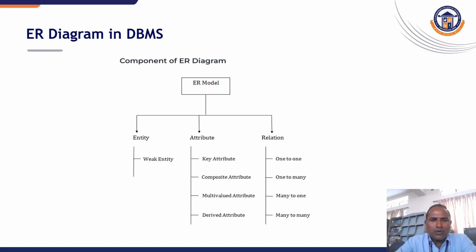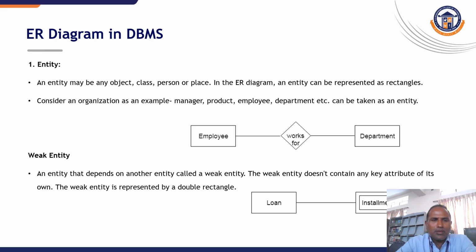These are the main components of an ER diagram. See this diagram. Here the main components of an ER diagram are entity, attribute, and relationship. Under entity we have the weak entity, and the types of attributes are key attribute, composite attribute, multi-valued attribute and derived attribute. If we take relationships, we have four types: one to one, one to many, many to one, and many to many. We'll see them one by one. The first component is entity.